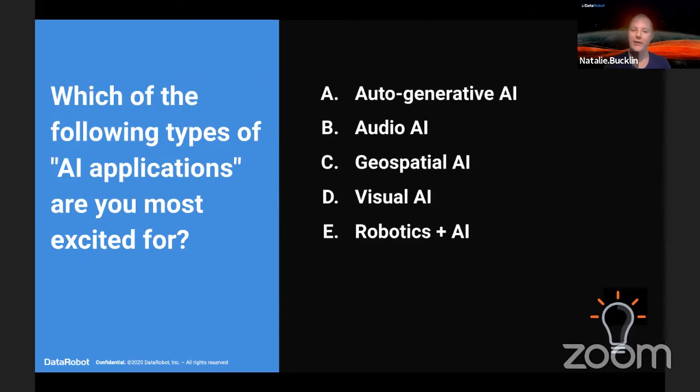So I see a lot of examples for auto-generative AI. It's very cool to complete a sentence when you're texting. I see a lot of examples for robotics, so that would be self-driving cars. But the example I'm seeing the most is visual AI. And that is really cool because we're actually going to have a visual AI demo for you guys today.